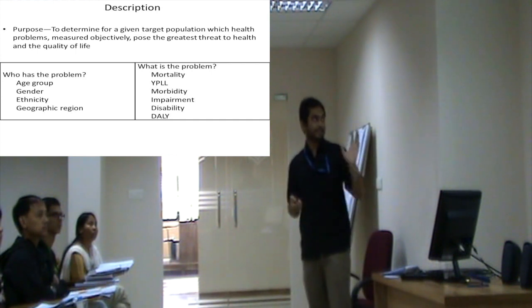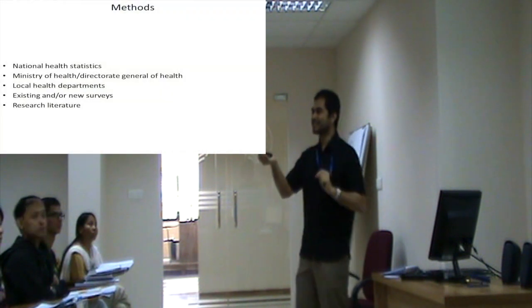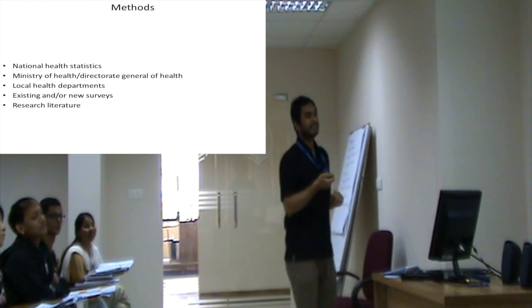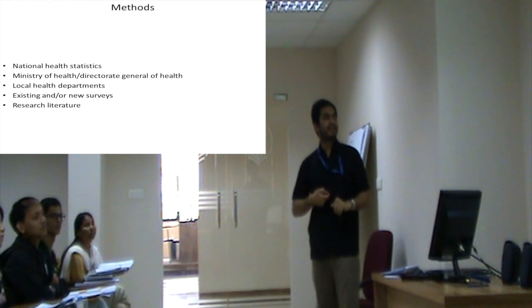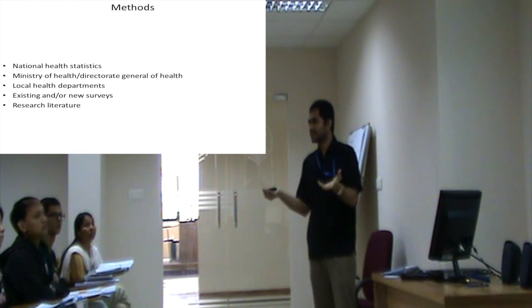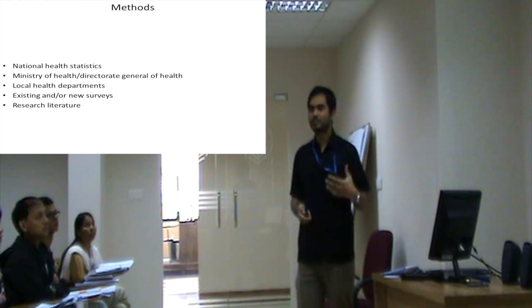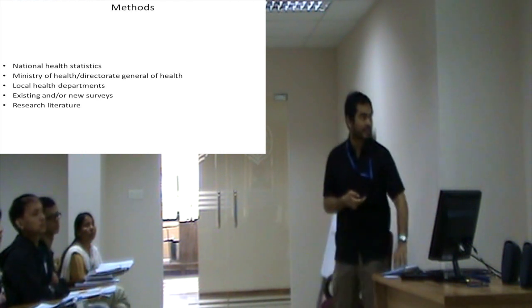Anyways, I'm going fast again. National health statistics, mortality, right? Okay. Then maybe DGHS or Ministry of Health, local health departments, existing surveys. Maybe there are some data in DGHS, and then you can use the research literature. We usually don't do research, but we can do research if the data is not available. We can definitely do the survey.